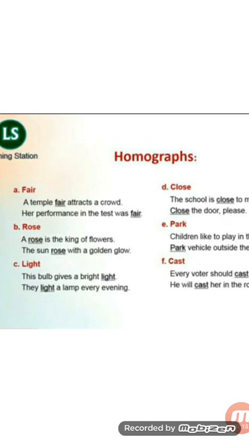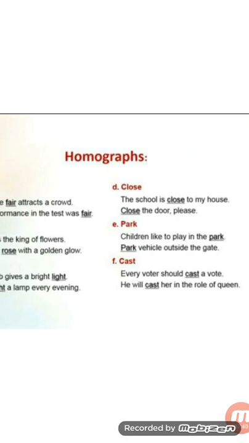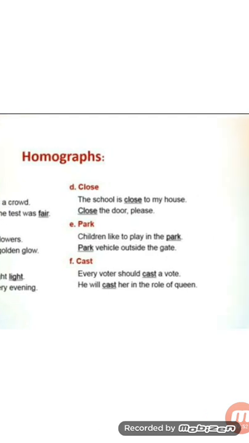C, light. This bulb gives a bright light. Light तो सबको पता है. And second one, they light a lamp every evening. जलाना. वहाँ पे हो रहा है light, उजाला, और यहाँ पे they light. Okay? Or you can say this bag is very light. हल्का भी बोलते हैं ना हम. Okay? I eat light food at night. I hope you all are getting my point. देखो light का मतलब 2 हो रहा है. एक तो light जो घर में लगती है, दूसरा हल्का फुल्का, and the lighting, it's a verb here. जलाना भी एक होता है. I hope you all have understood.